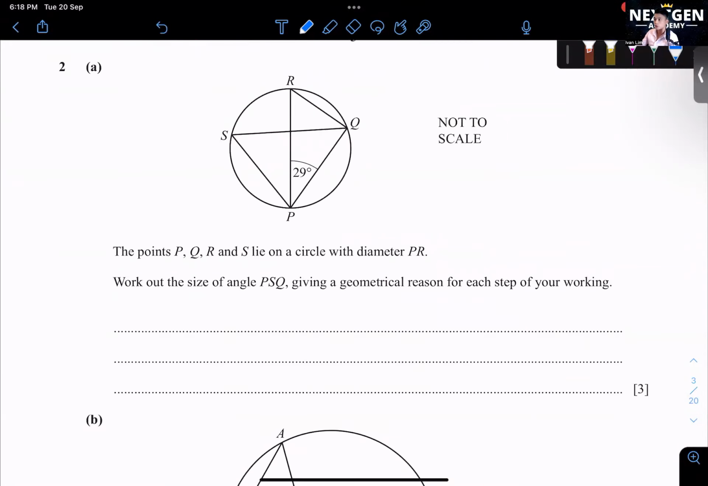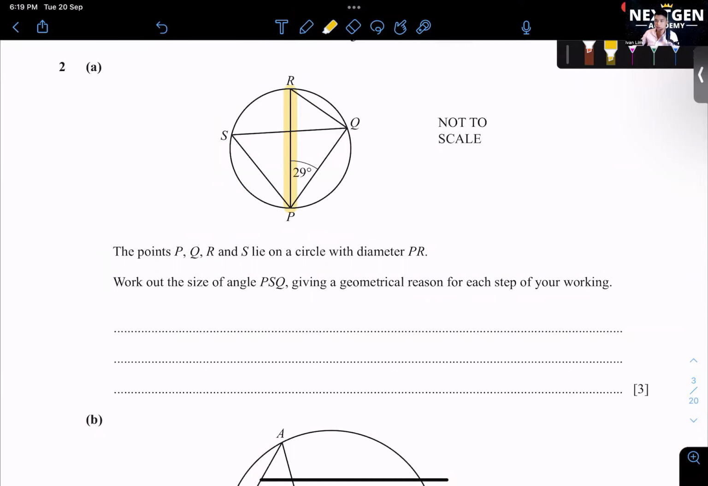Okay, question 2. The points P, Q, R, and S on a circle with diameter PR. So this is your diameter. Work out the size of angle PSQ, giving a geometrical reason for each step of your working.